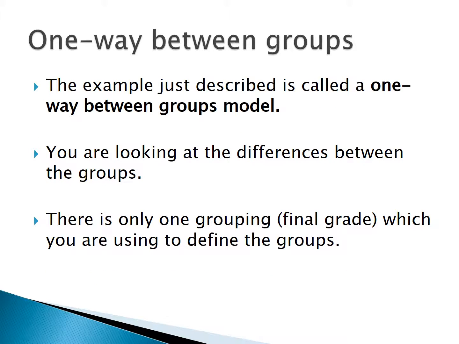Okay, so one-way between groups. The example that we've just described is called a one-way between groups model. You are looking at the difference between the groups, and there is only one grouping, which is final grade. So you're looking at the final grade and you're looking at the performance in the tutorial against it.